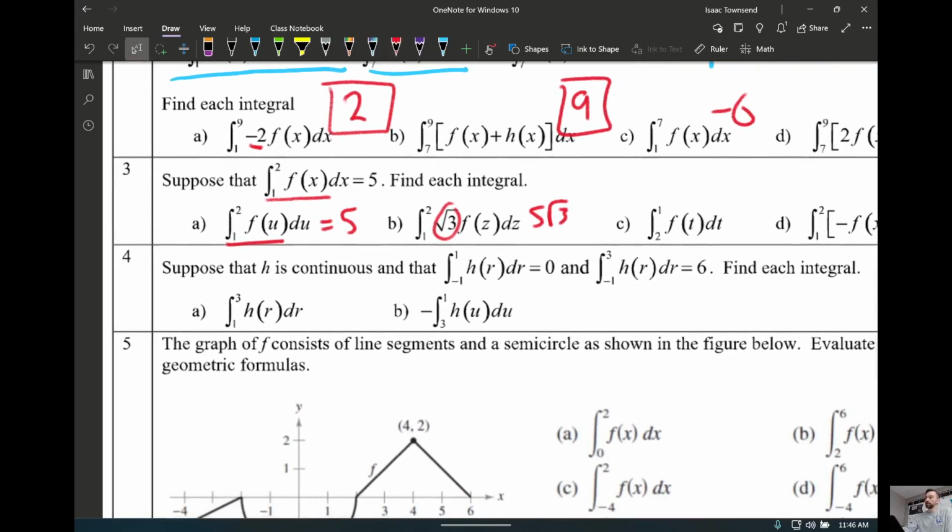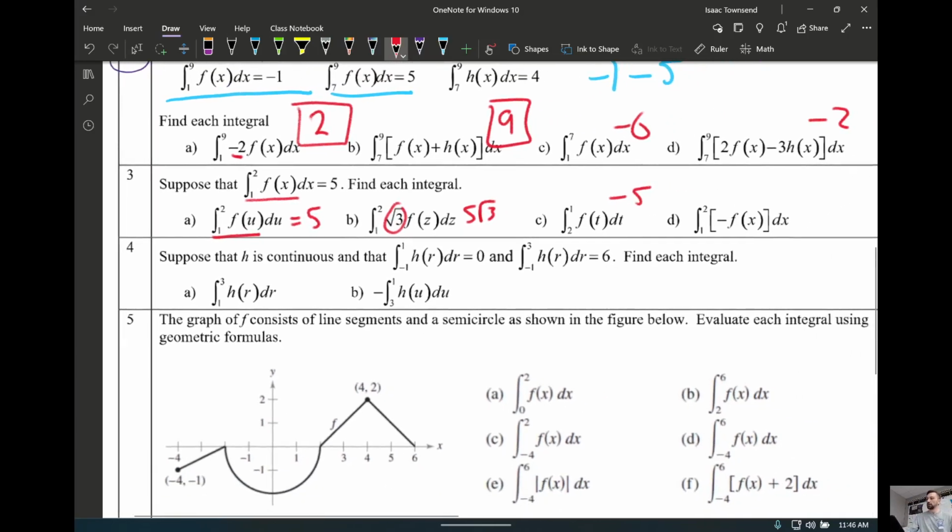Okay, what about C? Somebody besides Grace, because I think she said this one last time. What'd you get for C? -5. -5, good. If 1 to 2 is 5, then 2 to 1 is opposite that. Okay, and then it looks like -5 again. Exact same thing, except there's a constant here. You're welcome to put the constant out here, negative whatever that was.